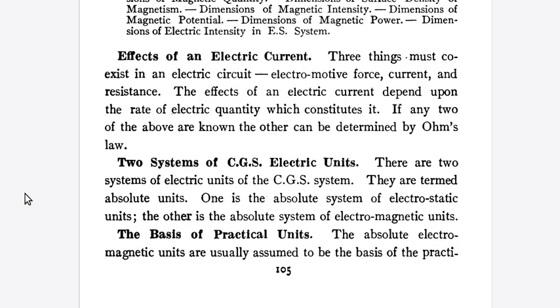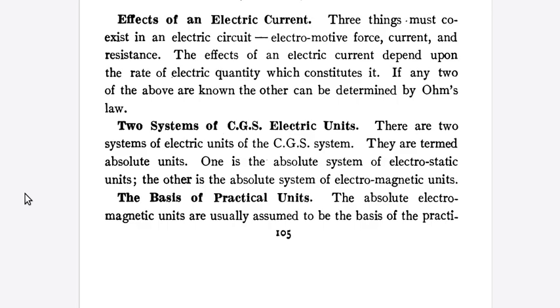Two systems of CGS electric units. There are two systems of electric units of the CGS system. They are termed absolute units. One is the absolute system of electrostatic units. The other is the absolute system of electromagnetic units.